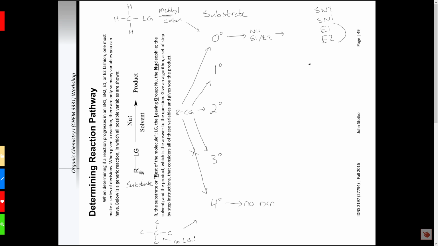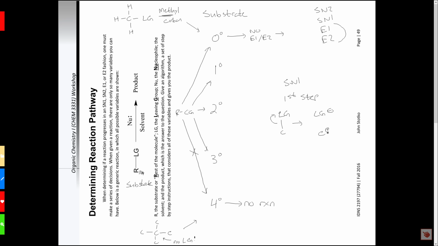Now we decide if it's SN2 or SN1. We know that SN1 requires a carbocation to be formed. That first step is your leaving group will leave. I should be drawing these out. So for SN1, the first step is your leaving group just kind of goes away, and you end up with Lg minus and C plus.